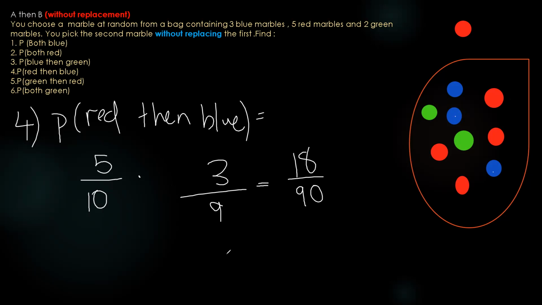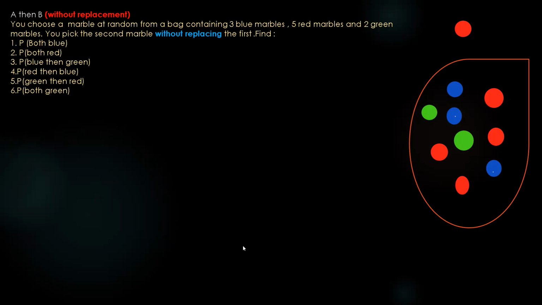Now, number 5. The probability that it's a green, then red.